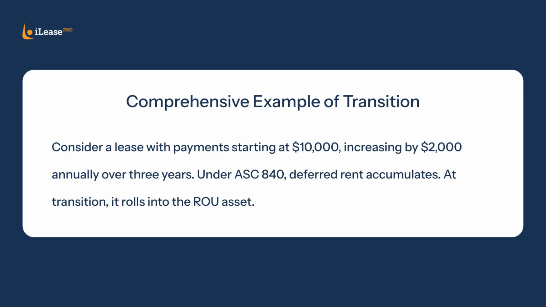Let's take a comprehensive example. Consider a lease with payments starting at $10,000 per year and increasing by $2,000 annually over 3 years. Under ASC 840, deferred rent accumulates as a liability due to straight-line expense recognition. At the time of transition to ASC 842, the accumulated deferred rent is rolled into the ROU asset. The lease liability and ROU asset are then recalculated based on the remaining payments, ensuring alignment with the new standard.